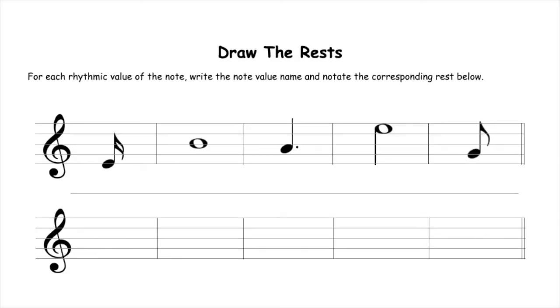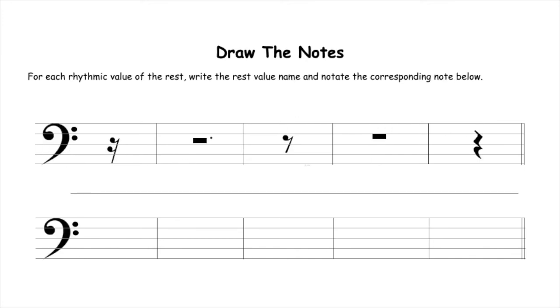Draw the rest. For each rhythmic value of the note, write the note value name and notate the corresponding rest below. The first one is done for you. Draw the notes. For each rhythmic value of the rest, write the rest value name and notate the corresponding note below. The first one is done for you.